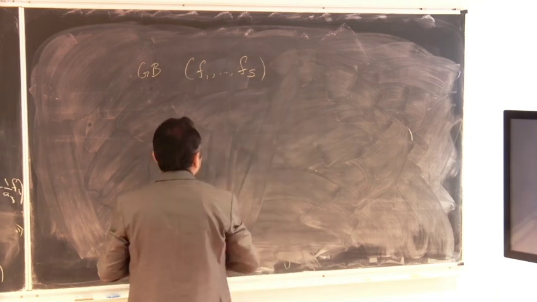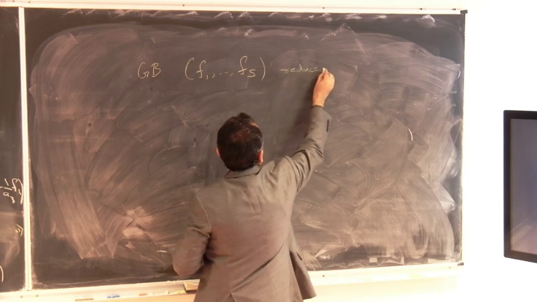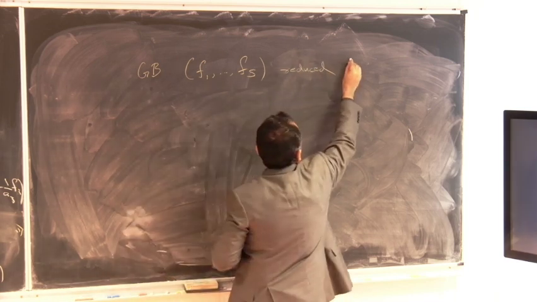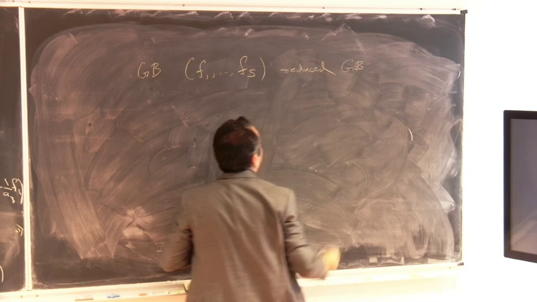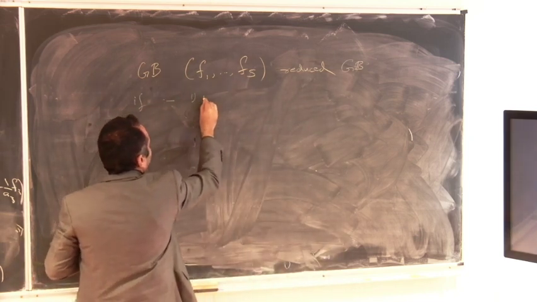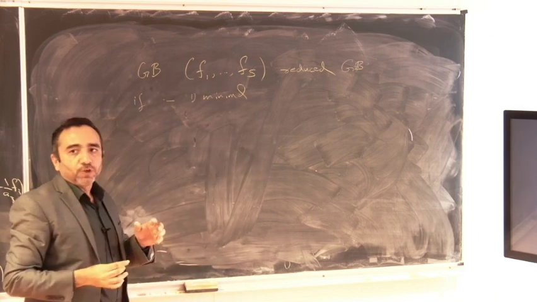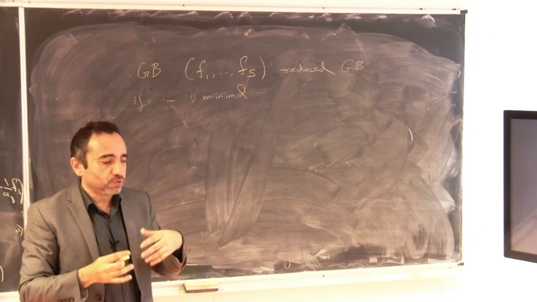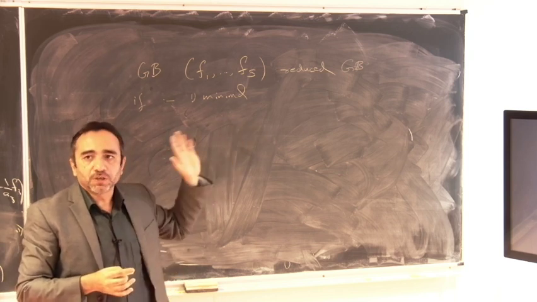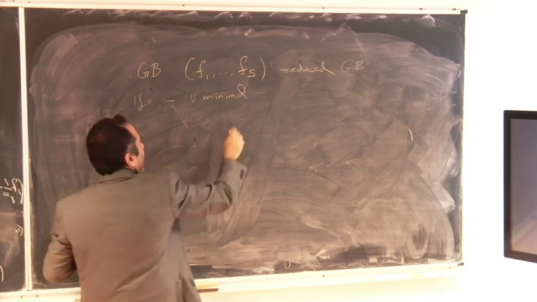it is a reduced Gröbner basis if, number one, it is minimal. Minimal means you have to remove all those fi's whose leading monomial is divisible by any of the leading monomials of the other fj's. It should be minimal.